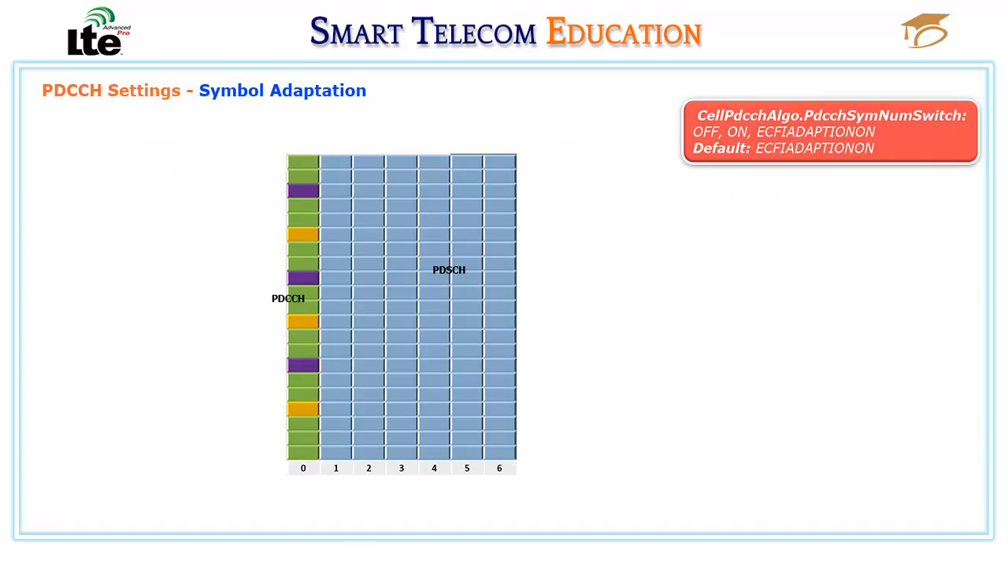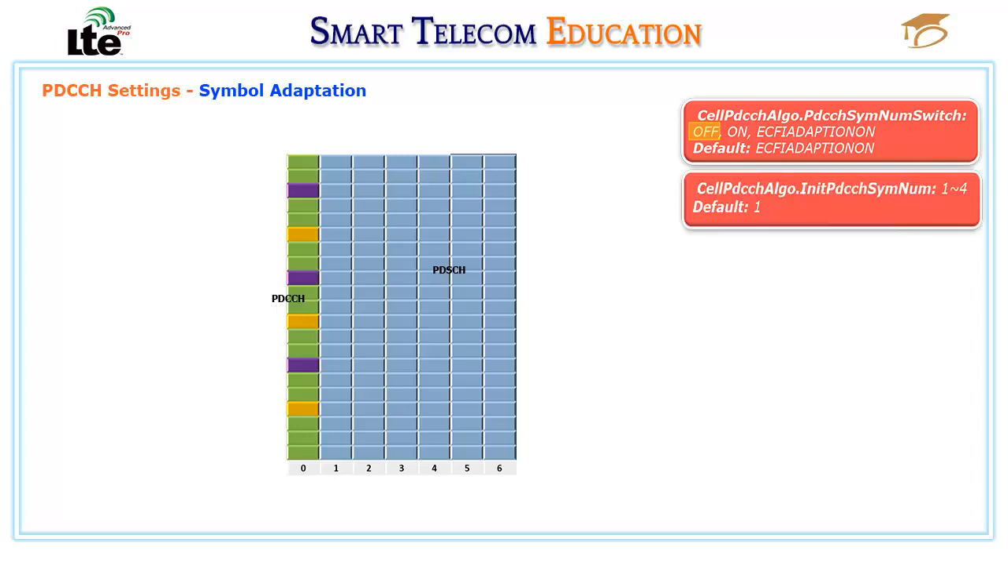The PDCCH symbol number adjust switch parameter specifies whether to enable PDCCH symbol adaptation. When the PDCCH symbol number adjust switch is set to off, the symbol adaptation is disabled. The number of symbols occupied by the PDCCH is specified by the PDCCH initial symbol number parameter, which indicates the number of OFDM symbols initially occupied by the PDCCH. When this parameter is set to a larger value, the downlink PDSCH occupies fewer resources and the downlink throughput decreases.